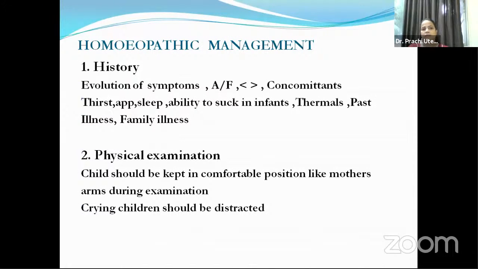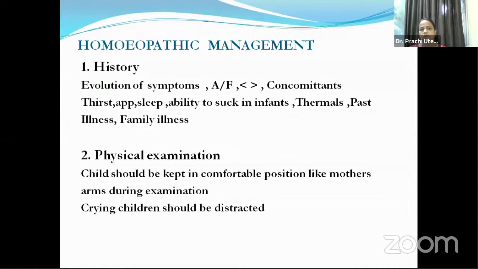Now, the homeopathic management. We have seen the pathology, the clinical course, and the different features. Now, how can we manage homeopathically? For a homeopath, we need to understand the evolution of the symptoms, that is, the causative factor, the modalities, and concomitants, like our regular case taking pattern.